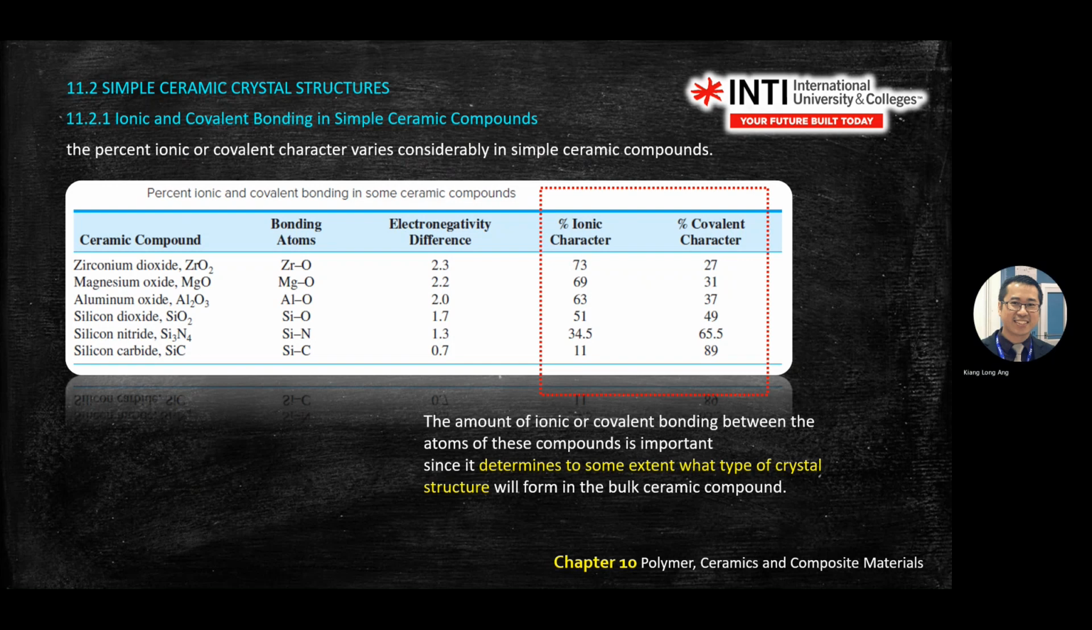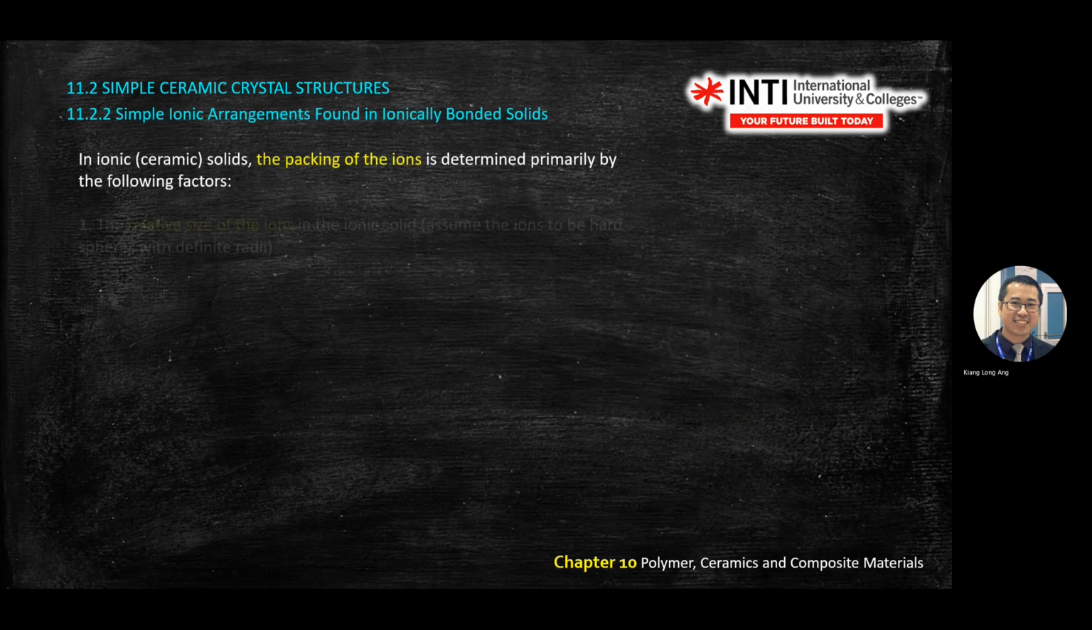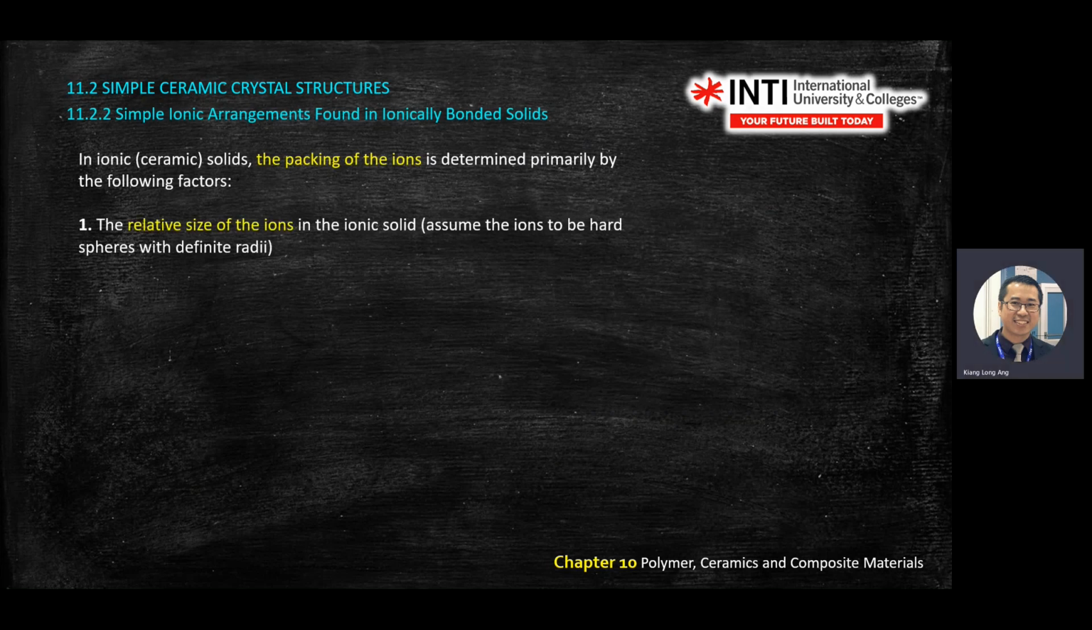So these two, percentage of ionic character and covalent character, will affect the type of crystal structure that will form, chapter 1 and chapter 2. So what affects the arrangement of the ions? There are a few factors, so I'll give you all.